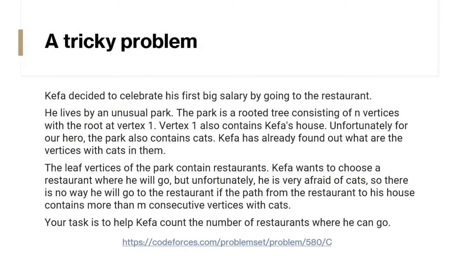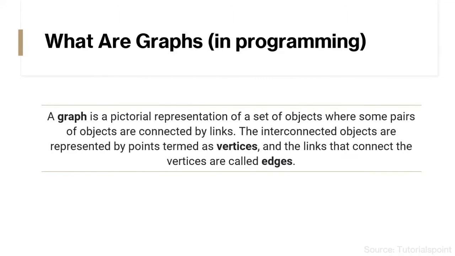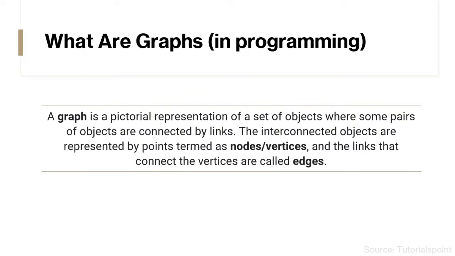So before we can actually dive into this problem, there's a couple of background things we have to cover so that we can understand exactly what this is asking. So what are graphs, that is, in programming? A graph is a pictorial representation of a set of objects where some pairs of objects are connected by links. The interconnected objects are represented by points termed as vertices, and the links that connect the vertices are called edges. We're just going to make one small modification to this quote, which is that we are going to also refer to vertices as nodes.